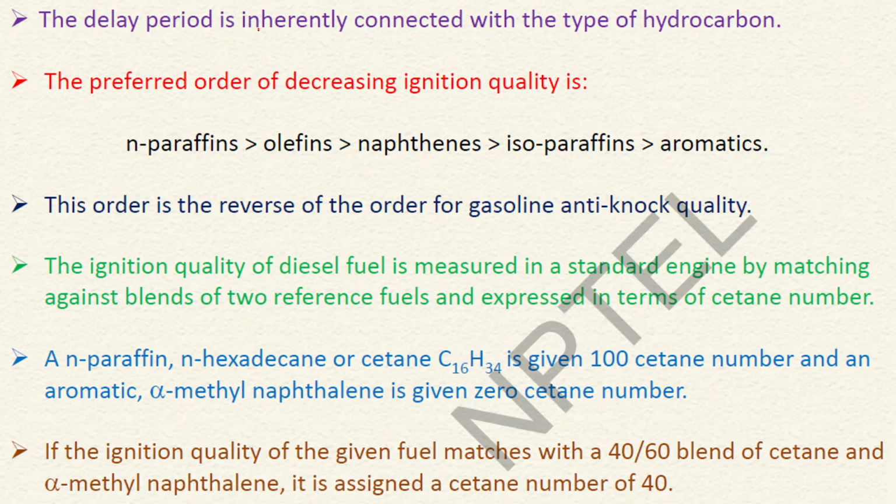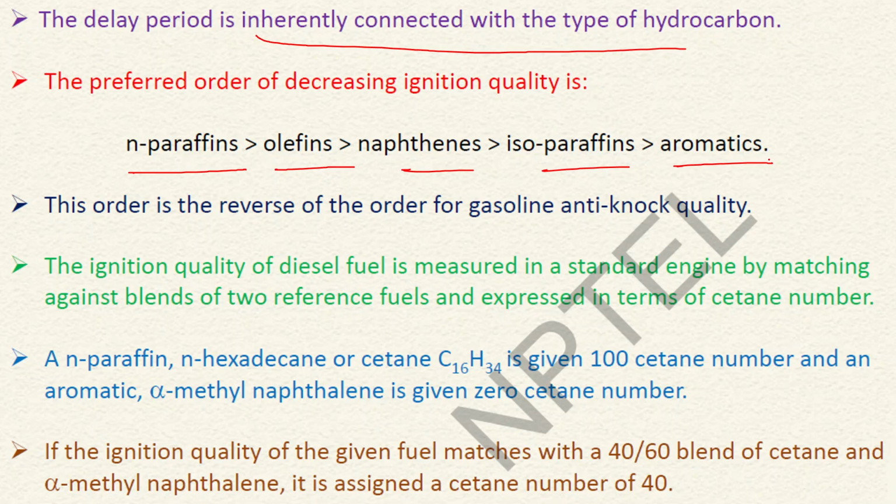The delay period is inherently connected with the type of hydrocarbon. So, the preferred order of decreasing ignition quality is: the cetane number for n-paraffins is highest, then olefins, naphthenes, isoparaffins, and aromatics. It is completely opposite of the octane number. This order is the reverse of the order for gasoline anti-knock quality, and the ignition quality of diesel is measured in a standard engine. Similar to the octane number, the cetane number is measured.